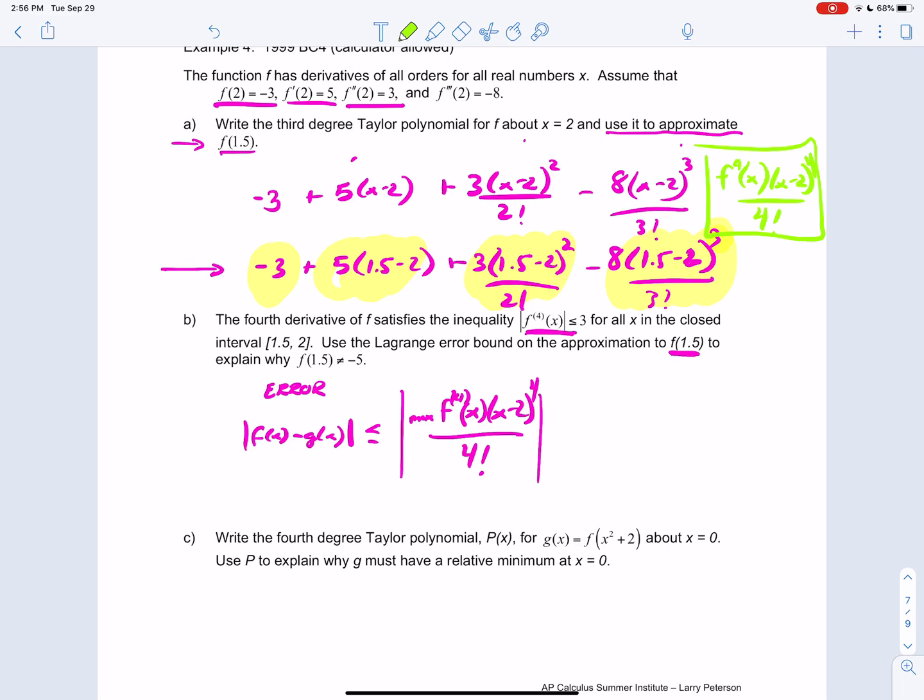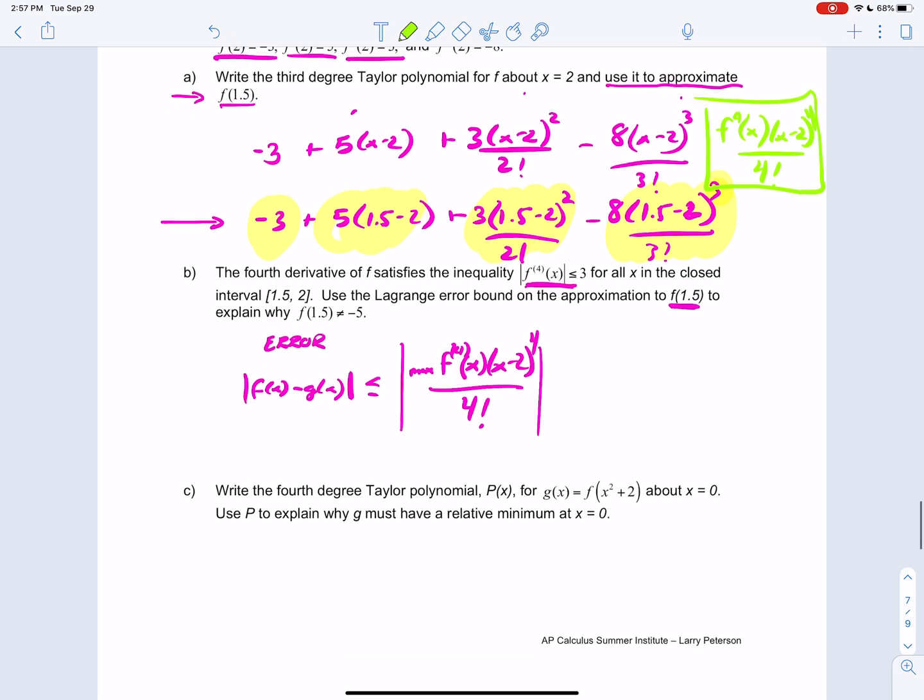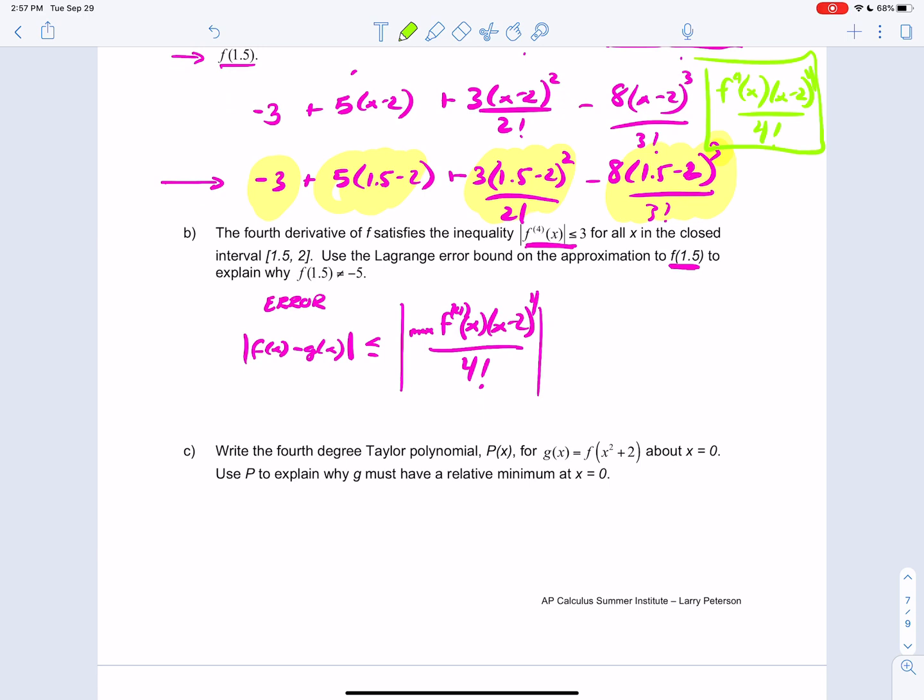It looks very similar to the alternating series error bound, okay? The only thing different is we need to know the maximum of our fourth derivative. They tell us right here that it has to be 3, but we want to evaluate this at 1.5. So here we go. This is going to come out to the absolute value of 3 because that's the maximum. That's the most that the fourth derivative could be. 1.5 minus 2 to the fourth power over 4 factorial.